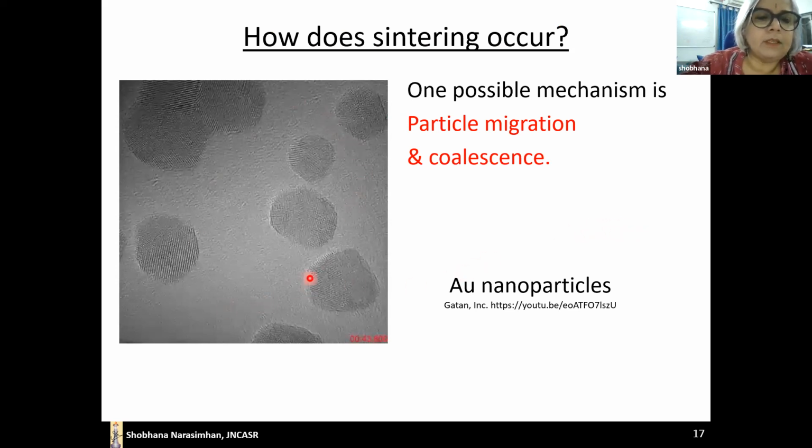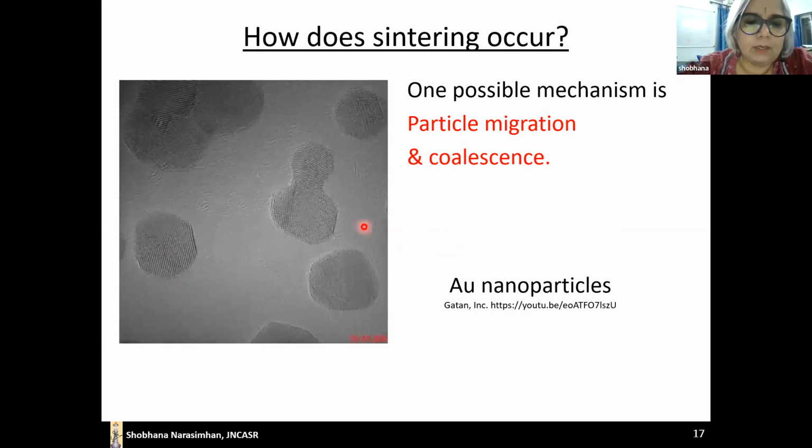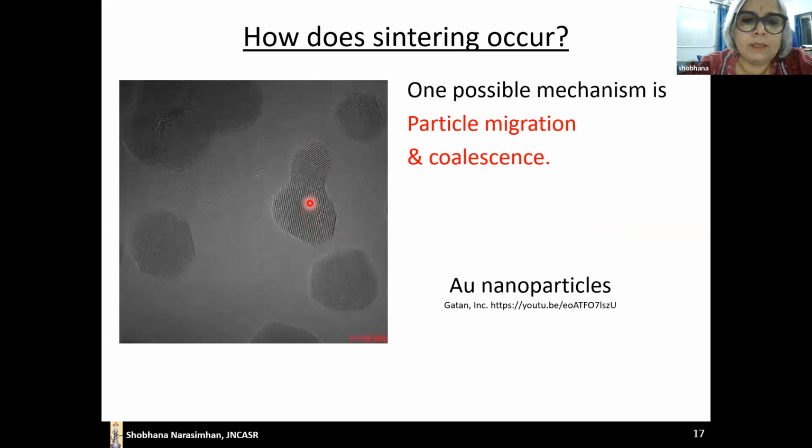So this is an electron microscope image of gold nanoparticles on an oxide support. And I will play this video in a minute, and you will see that first, these two nanoparticles will move and coalesce and form one larger nanoparticle. And then this larger nanoparticle and this nanoparticle will move and coalesce to form a yet larger nanoparticle. So you can see this process of sintering. So you see these two have joined and formed one. And now if we wait a while, these two will move and form a yet larger nanoparticle.